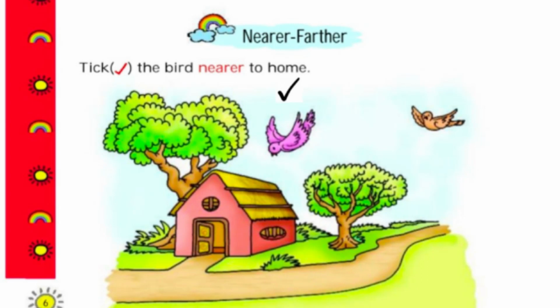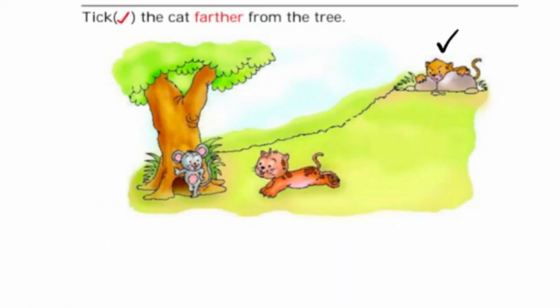Topic is nearer and farther. Tick right the bird nearer to home. There are two birds. The pink bird is nearer to the home. Let's see the another example. Tick right the cat farther from the tree. There are two cats. The yellow cat is farther from the tree.